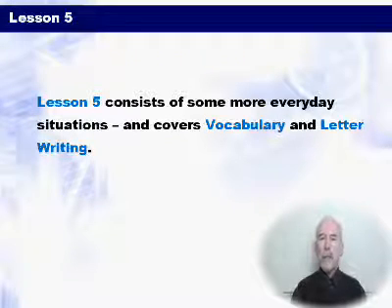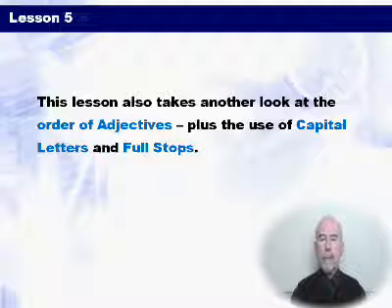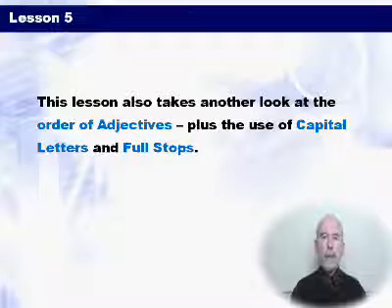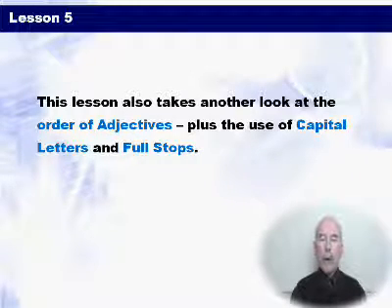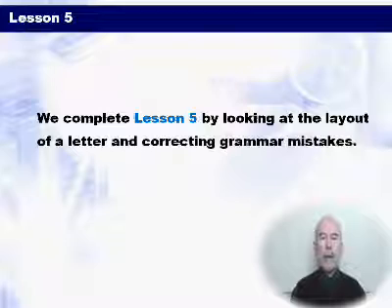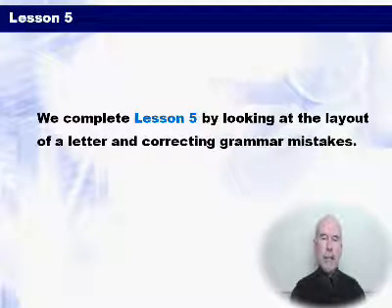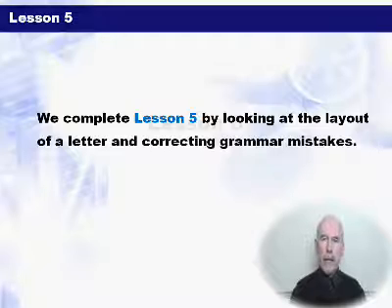Lesson 5 consists of some more everyday situations and covers vocabulary and letter writing. This lesson also takes another look at the order of adjectives, plus the use of capital letters and full stops. We complete lesson 5 by looking at the layout of a letter and correcting grammar mistakes.